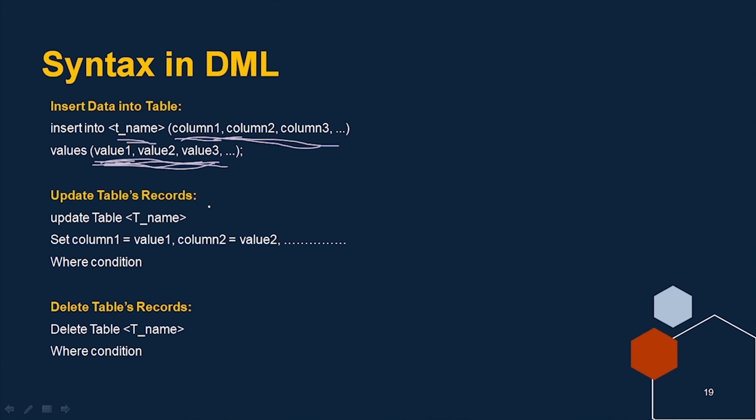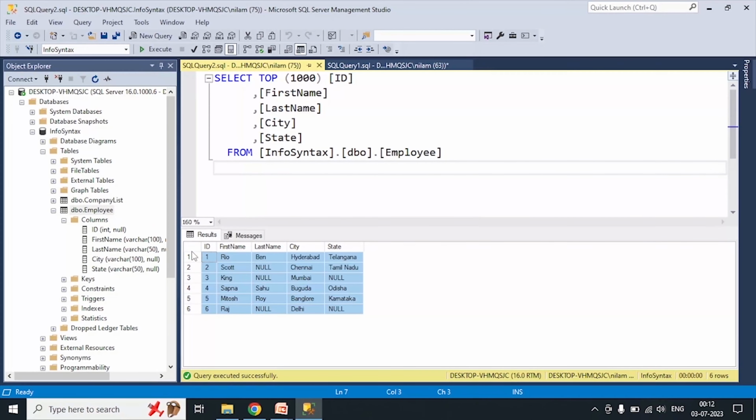Next is updating a table's records. Update needs to follow this syntax: update table name, and set column 1 equal to value 1, column 2 equal to value 2, and so on. Then after that, the where condition. Now we will move to our SQL Server. This is my employee table's records.